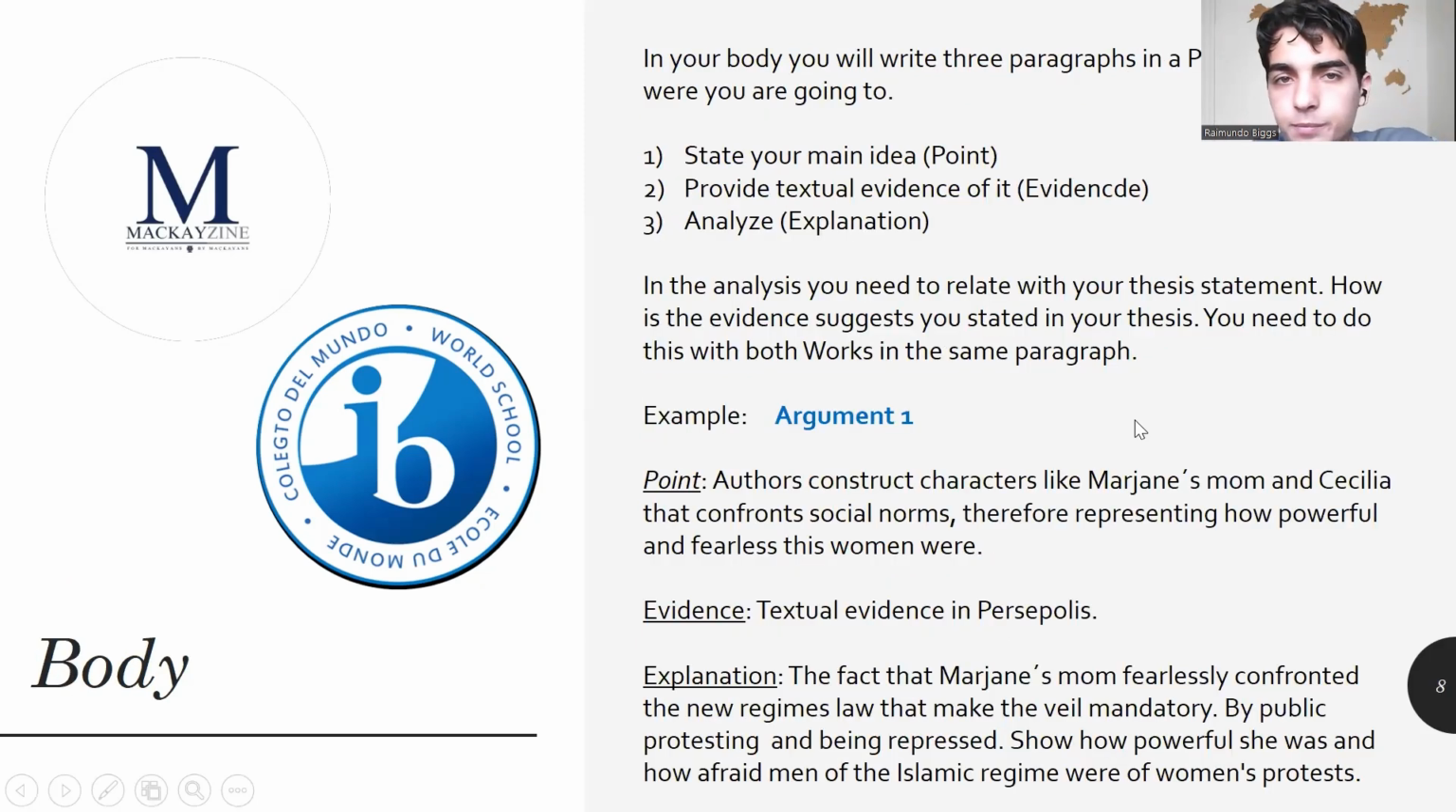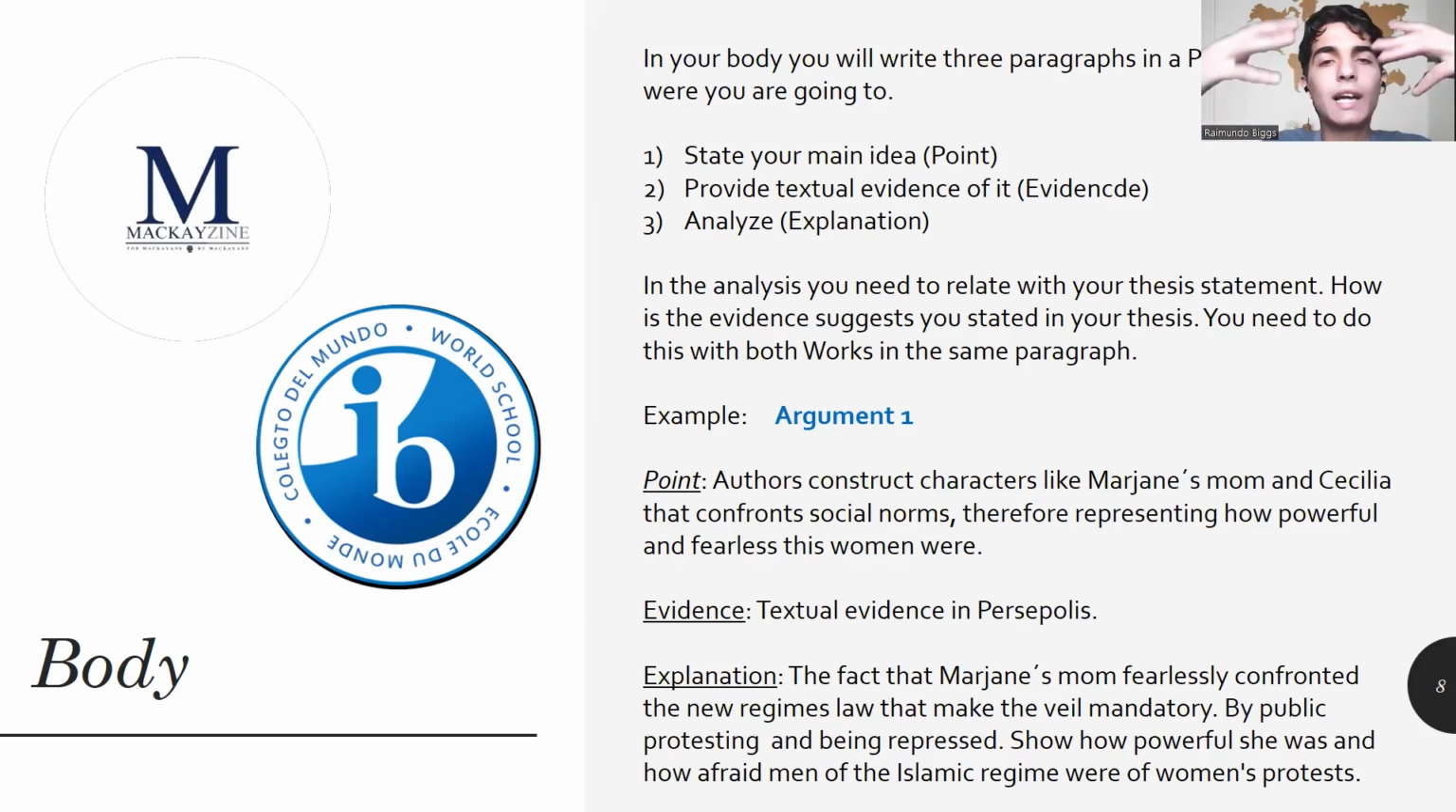Well, the body. In your body, you will write 3 paragraphs in a PEE structure. You know this PEE structure, you're going to use it always for paper 1 and 2. In the point, you're going to state the main idea of your argument. In the evidence, you will provide textual evidence from it. You don't need to memorize it by letter, but rather mention what happened in the text, not textually. You aren't asked to memorize your textual evidence.